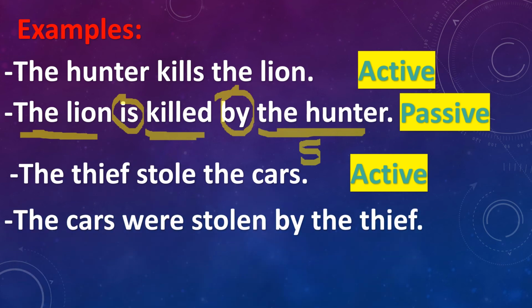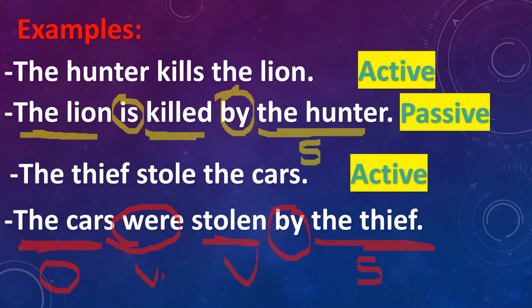Okay. Another example, the cars were stolen by the thief. We have the cars here, it's the object, and were, the verb to be, and we put were here because the cars is plural, and stolen, the past participle of the verb steal: steal, stole, stolen. At the end of the sentence comes the subject, and before the subject we put by, so we have OVS, with by before the subject. So this is a passive voice sentence.